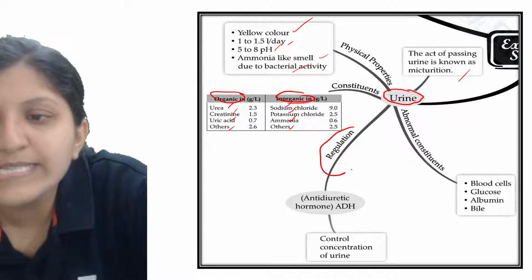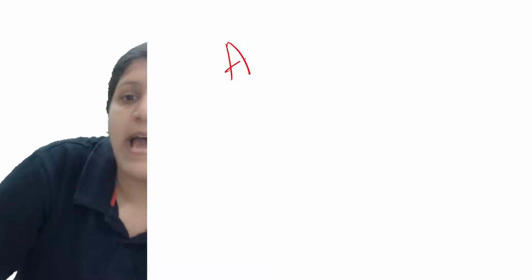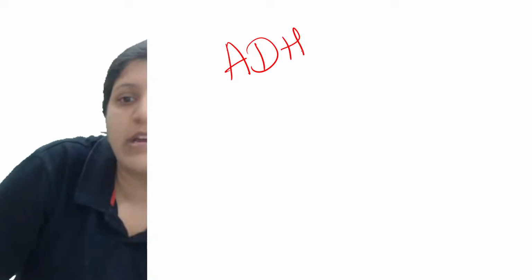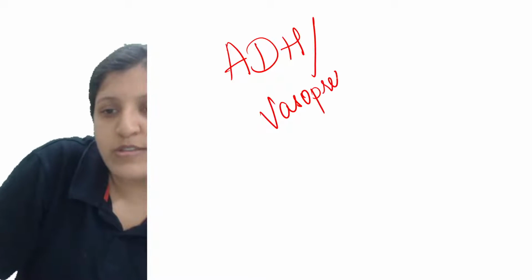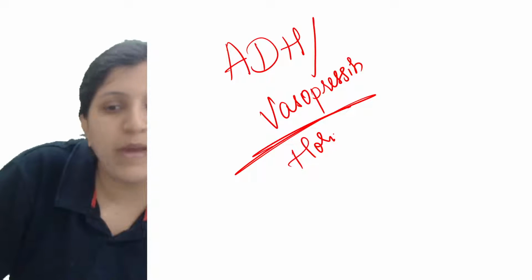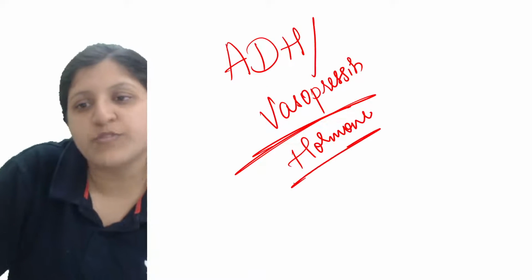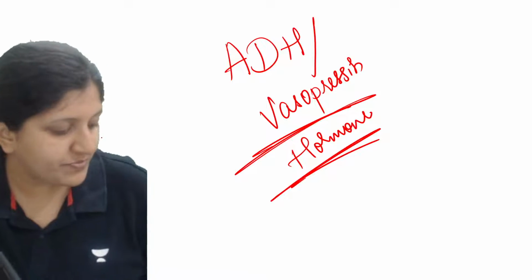Other than that, there is regulation. How exactly is the urine output regulated? There is a particular hormone called anti-diuretic hormone, also known as vasopressin. This vasopressin hormone is released by whom? Does anybody have any idea? This hormone, vasopressin, is released by which gland?